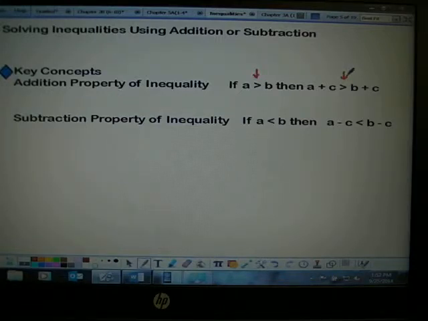Now your addition property of inequality says if you have A is greater than B, then A plus C is greater than B plus C. And all that's saying is as long as you add the same number to both sides, this is going to stay as a greater than sign. Same thing with your subtraction property of inequality. If you subtract the same number from both sides, then you're going to have something that's still true. You're going to have A minus C is less than B minus C.